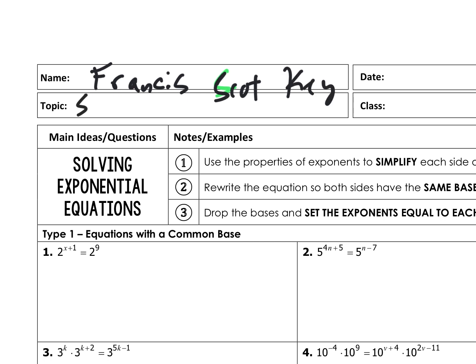We are going to solve exponential equations.